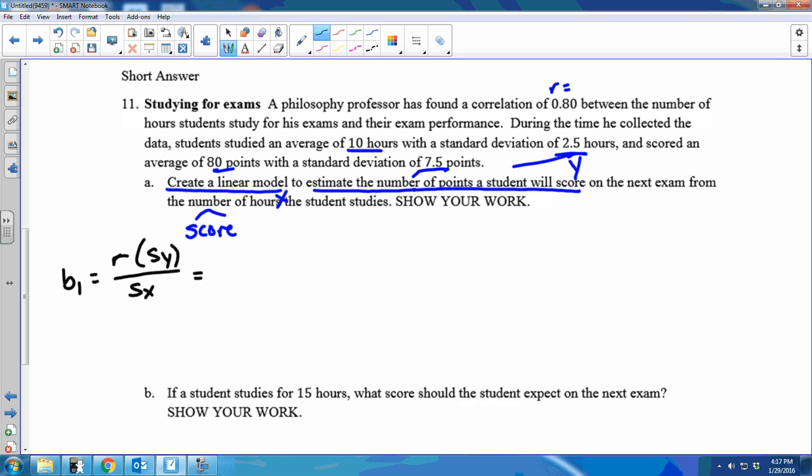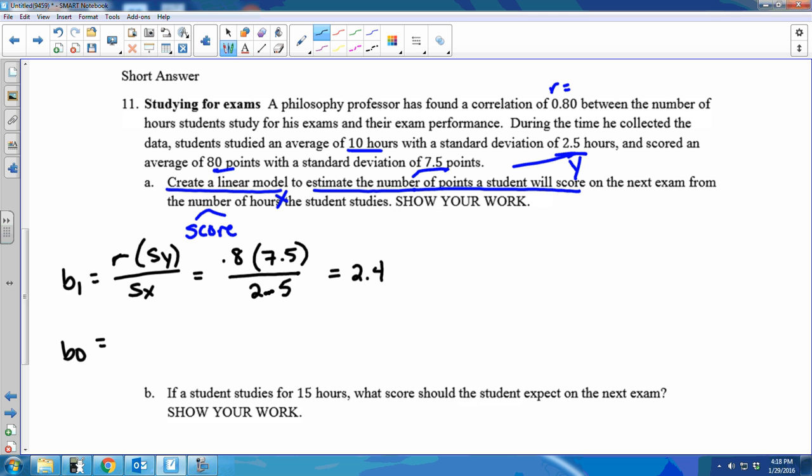So if we show our work, R is 0.8 times the standard deviation of Y. Again, Y is score, and they scored an average of 80 points with a standard deviation of 7.5 points, divided by the standard deviation of X, which is hours studied, which is 2.5. If you do that math, you get 2.4. So now I have the slope. I then need to find the y-intercept.